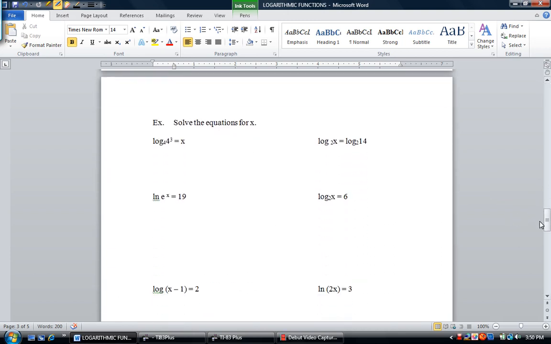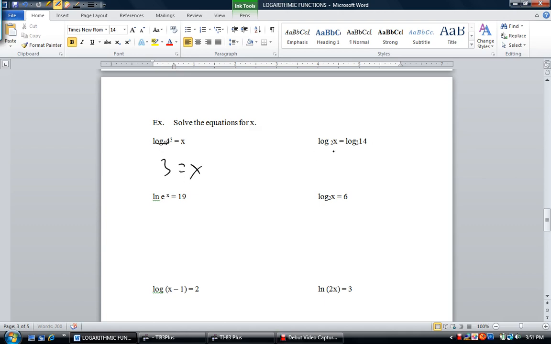And now, let's solve some equations. This first one's really easy. You know why? We're going to solve for x. This one's easy because the base of the log and the base of the exponent are the same, and they like cancel out, and it leaves the 3, and we're done.